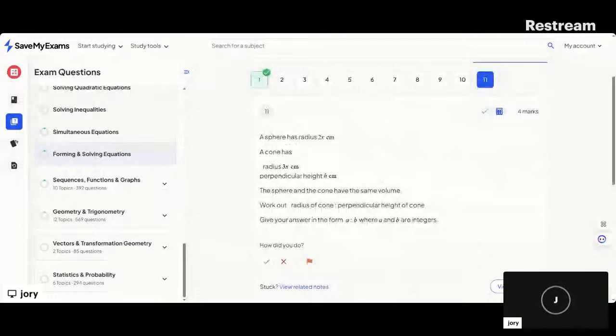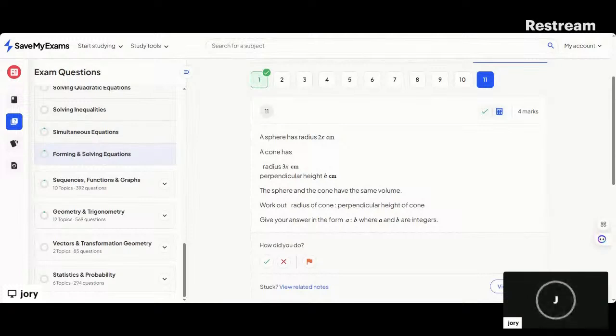This time it didn't give me the sphere and cone. The cone is 1/3 pi r squared h, right? They're equal to each other, but the r's are different. It's 2x and 3x.